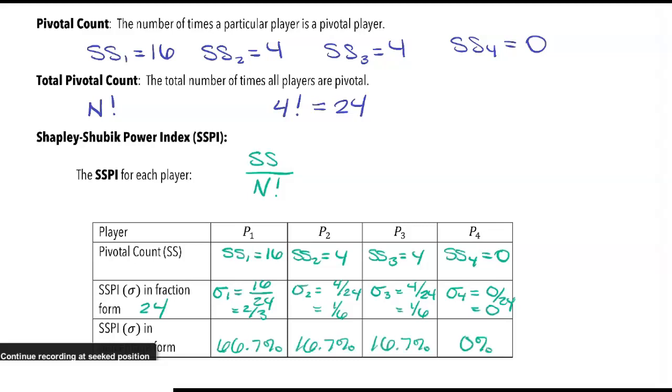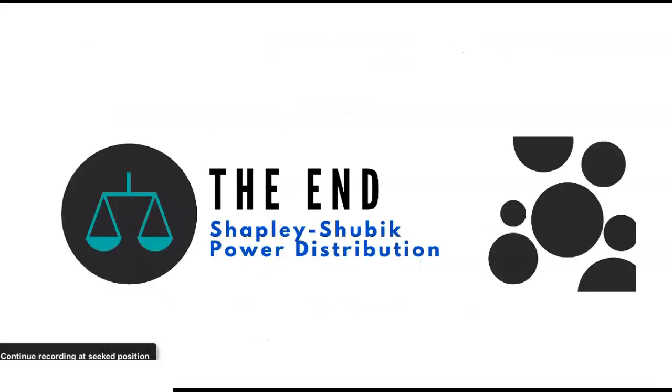We can now see the Shapley-Shubik power distribution for this weighted voting system. We can see that player 1 has 2/3 of the power, players 2 and 3 each have 1/6 of the power. Player 1 has 66.7% of the power, leaving players 2 and 3 with 16.7% of the power. And of course, player 4 still has 0% of the power, even when we calculate it like this. Player 4 is still a dummy player. And that concludes this video lecture on the Shapley-Shubik power distribution.